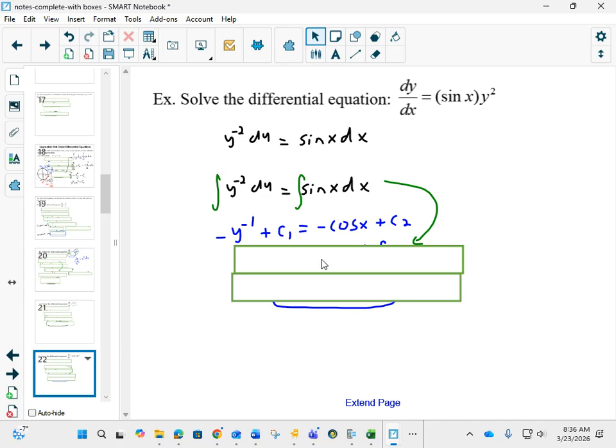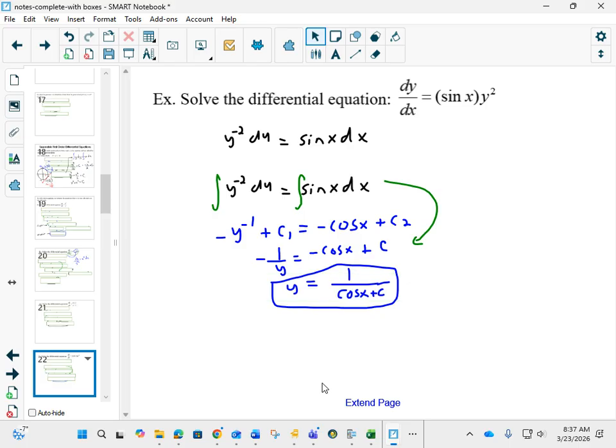And again, if you wanted to integrate this side and go directly to just 1 plus c and skip this step, I'm perfectly fine with that. And you could leave it like this, but you might want to get the y by itself. And if you wanted to get the y by itself, then you'd have to multiply both sides by y, divide both sides by the cos x plus c.